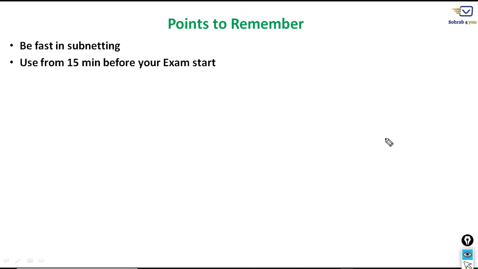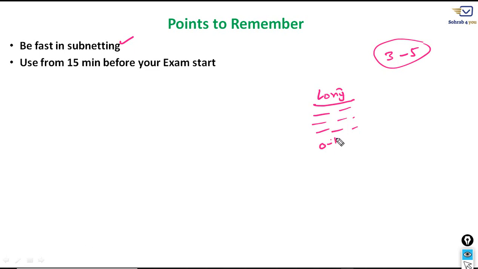Then guys, here are golden-time points to remember. Guys, be fast in subnetting. Suppose you have like 3 to 5 questions about subnetting. Now you can see that some people teach subnetting in a very long method, for example, converting binary to decimal, decimal to binary, and so on. If you make a mistake in one digit, everything goes wrong because it is mathematics.